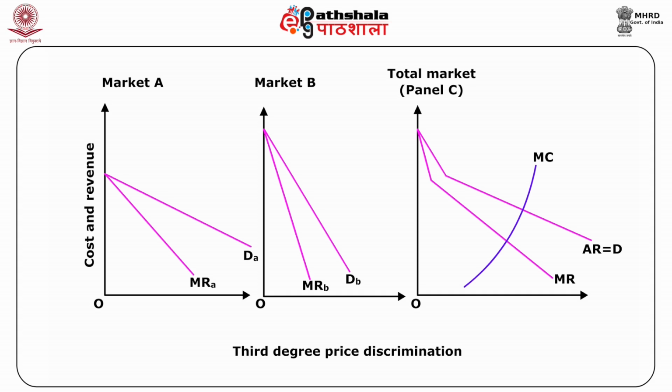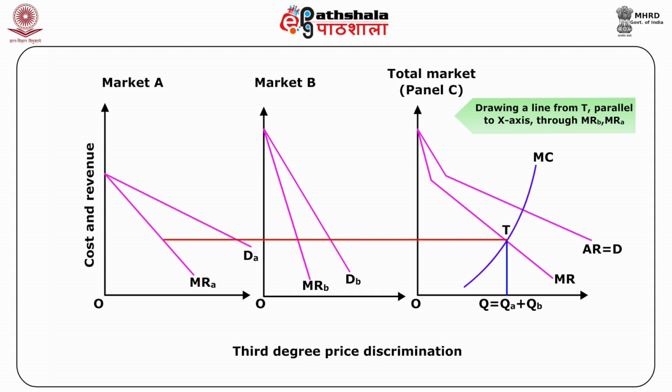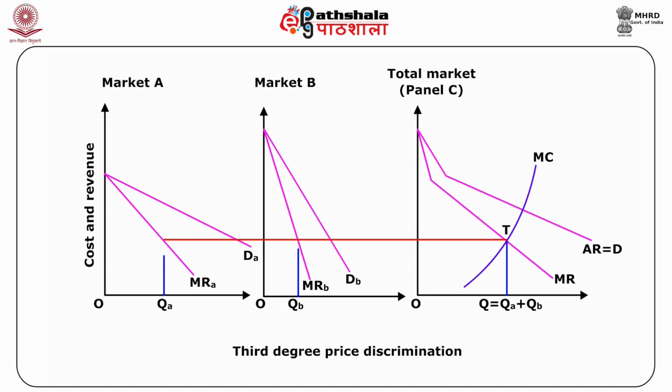Given the MC curve of the firm, the point where MR is equal to MC gives the profit maximizing output OQ of the monopolist in panel C at point T. The profit maximizing output for each market can be obtained by drawing a line from point T parallel to the x-axis through MRB and MRA. The points of intersection on curves MRA and MRB determine the optimum share for each market.